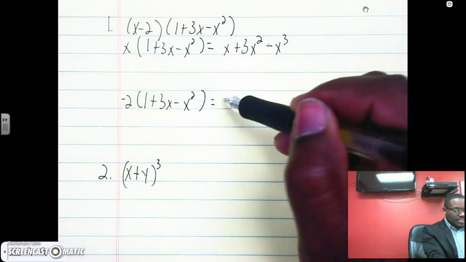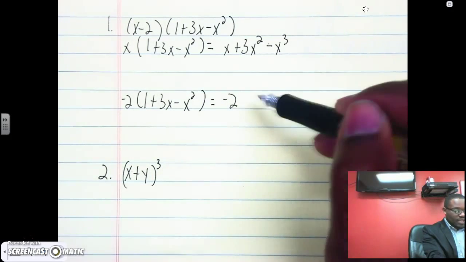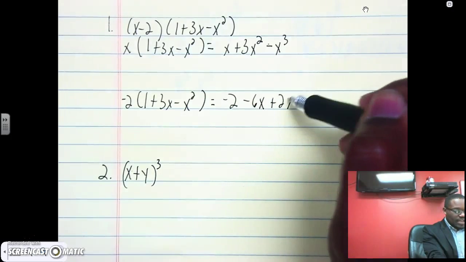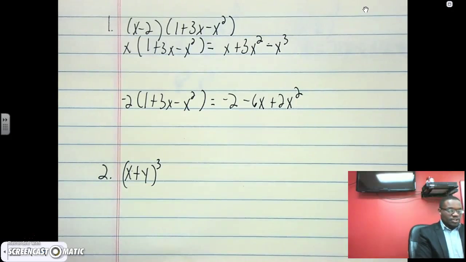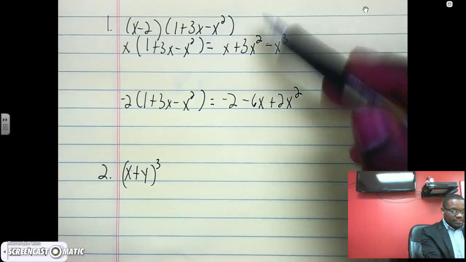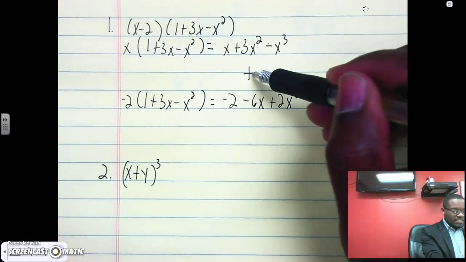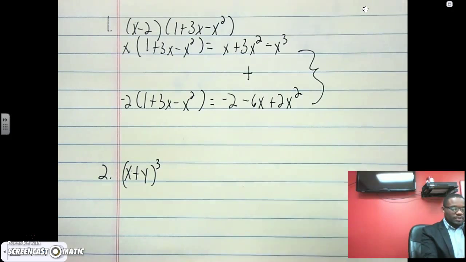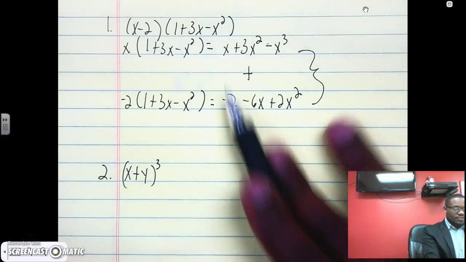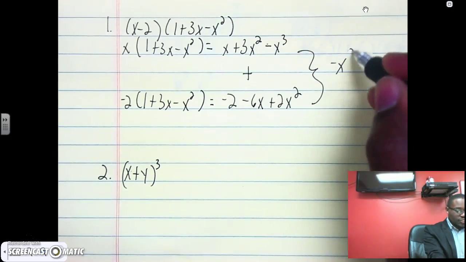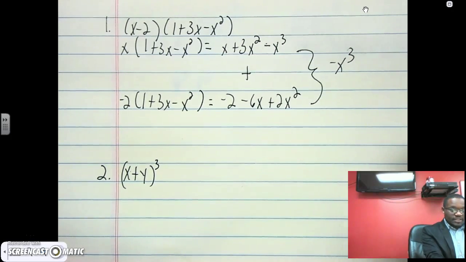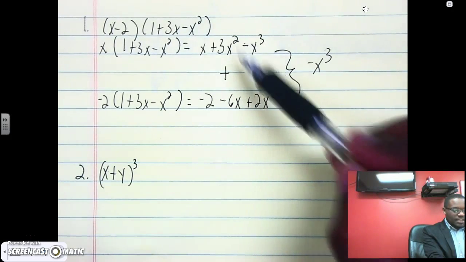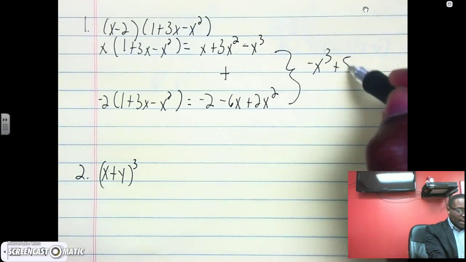Negative 2 times 1 is negative 2. Negative 2 times 3x is negative 6x. Negative 2 times negative x is 2x squared. So what do you do now? Now you take both of these and add them together, combining like terms, starting with the biggest exponent down to the smallest. The biggest exponent I have in this whole sentence here is negative x cubed, right? So negative x cubed is first, but I don't have anything else. Now I have 3x squared and 2x squared, which make 5x squared.